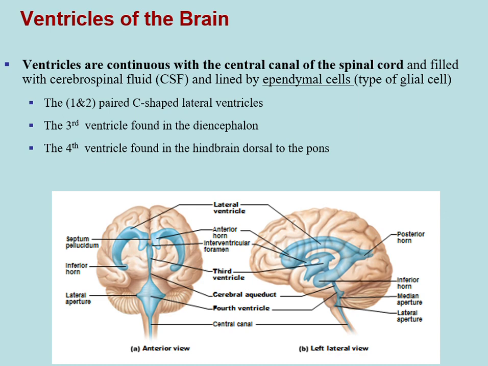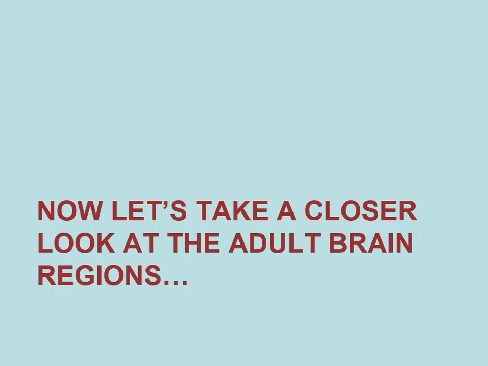You actually have 4 ventricles in the brain. The first 2 are paired C-shaped lateral ventricles that extend laterally into the cerebral hemispheres. The 3rd ventricle is found in the diencephalon, and the 4th ventricle is found in the hindbrain or dorsal to the pons. You could also find it at the base of the cerebellum and near the spinal cord.